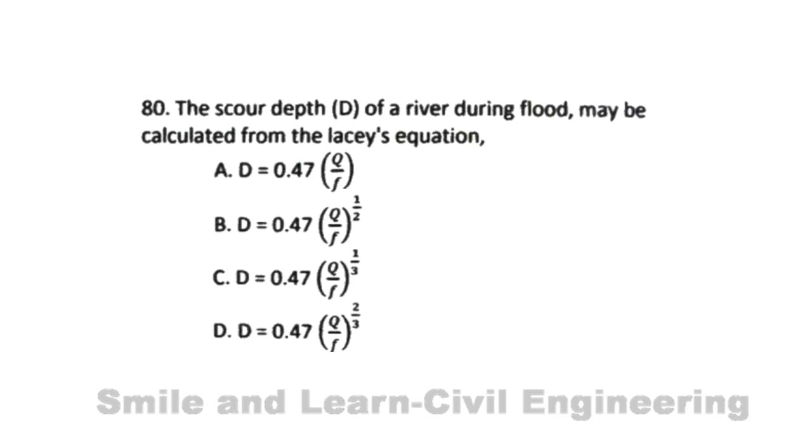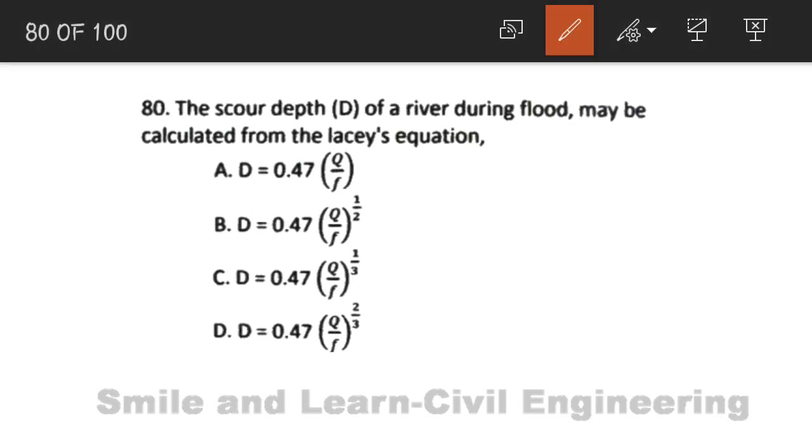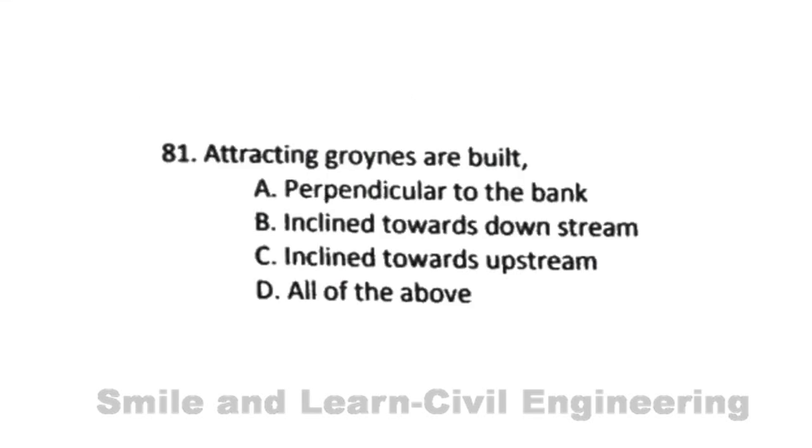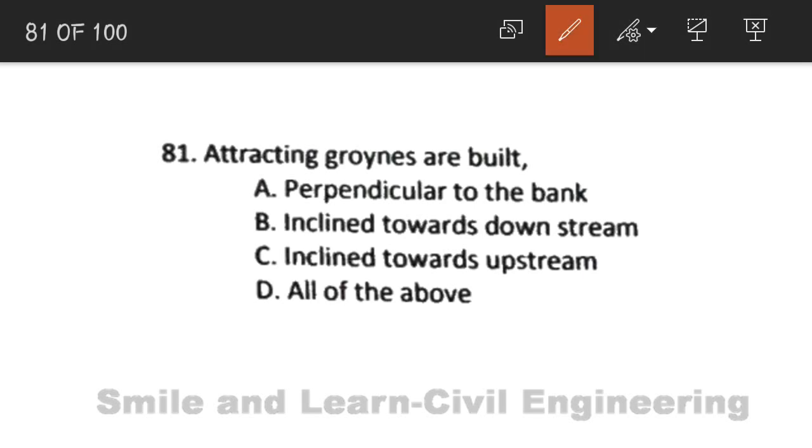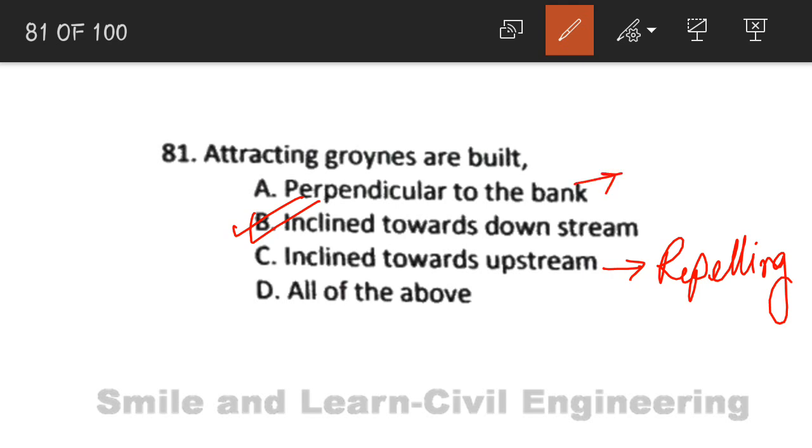Calculate it. Okay. Next question, scour depth of a river during flood may be calculated from Lacey's equation. So correct answer is option C, 0.473 Q by F whole to the power 1 by 3. Next question, attracting groins. So attracting groins are built inclined towards the downstream, and if it is inclined towards upstream, it is repelling groin. I hope you know the theory. And if it is perpendicular to the bank, it is deflecting groin.